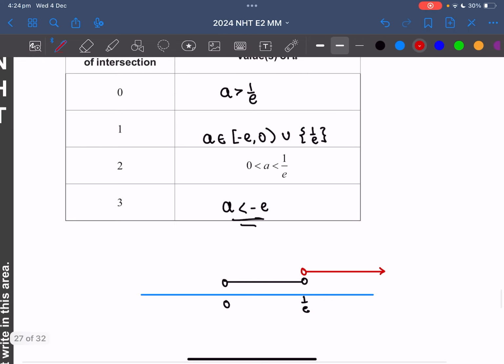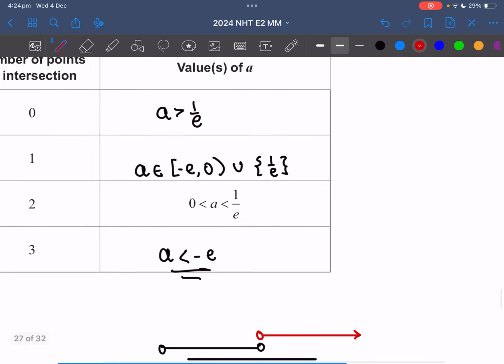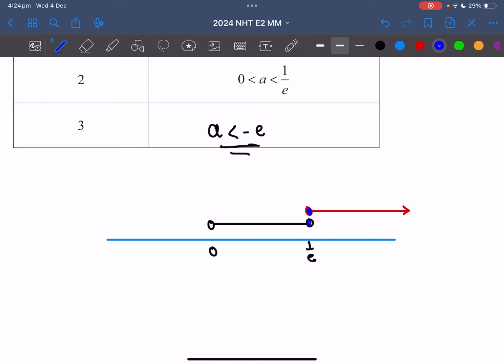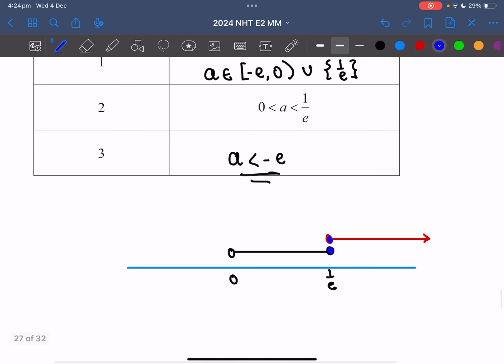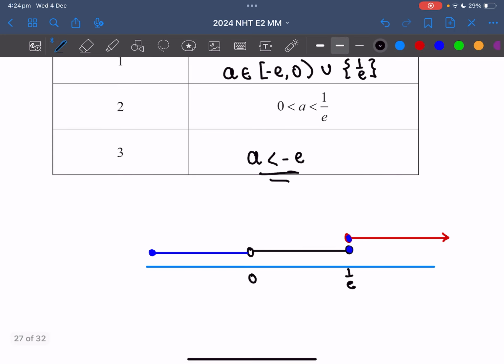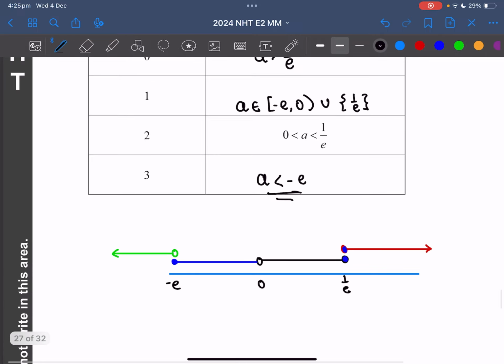Then we have negative e to 0 and 1 on e, so now this 1 on e is included, and negative e all the way to 0, like so. And then from A is less than negative e, we have 3 intersections. So I'm going to say that this is over negative e. There you go. So everything is basically covered in the number line.